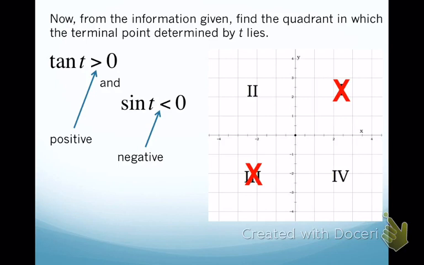Sine is going to be negative when the y coordinate is negative, so in the third quadrant and the fourth quadrant. So that means our terminal point must lie in quadrant 3.